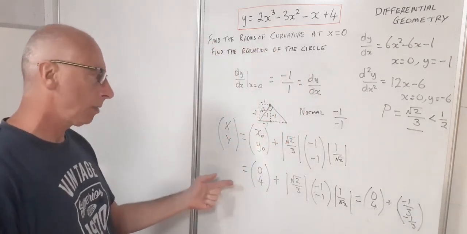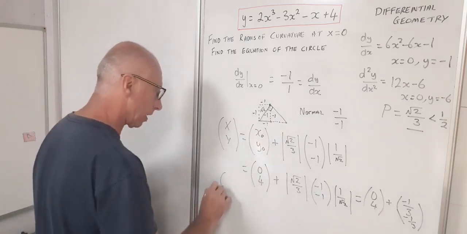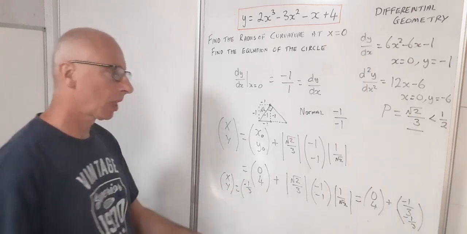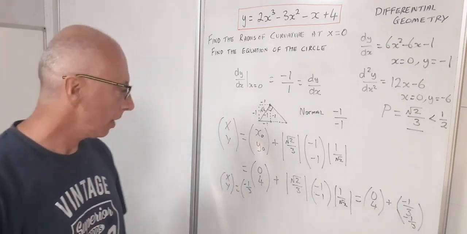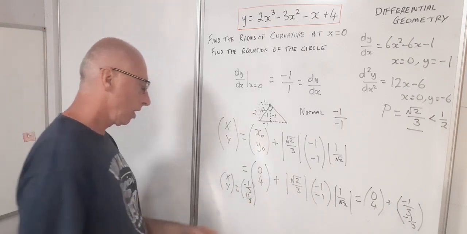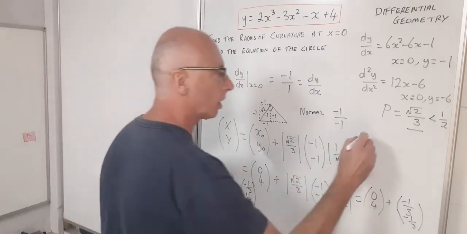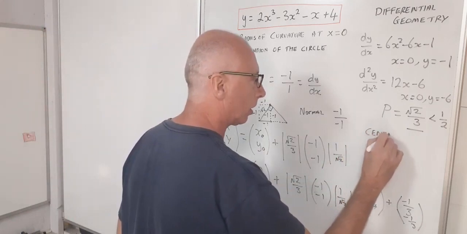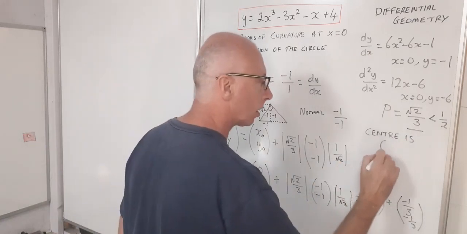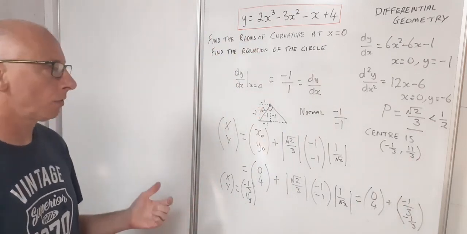Okay, so now adding all that up, 0 plus -1 over 3. So therefore our x, y equals -1 over 3. And then 4 minus a third, that becomes 11 over 3. And that's a positive 11 over 3. So that'd be the centre of the circle, because that's where the radius would end. So centre is minus 1/3 and 11/3. So that's the centre of the circle for that radius.